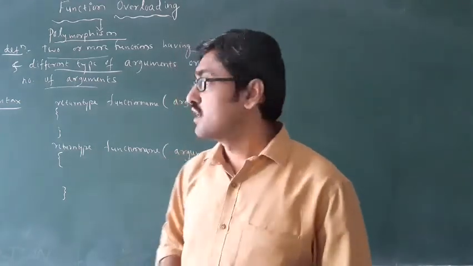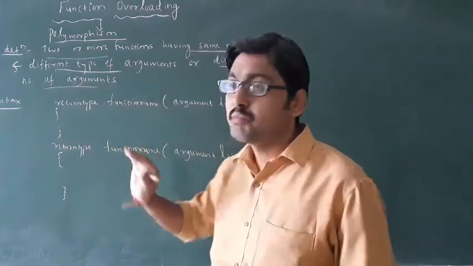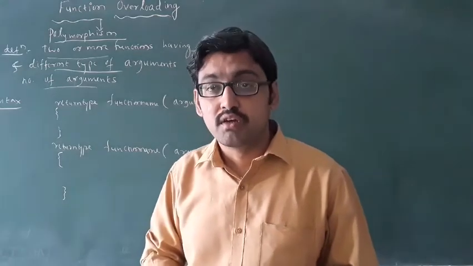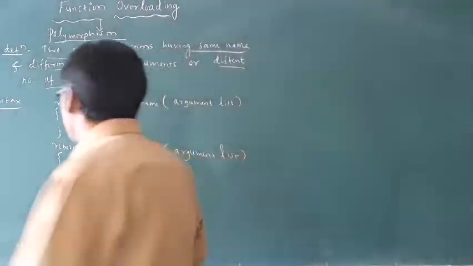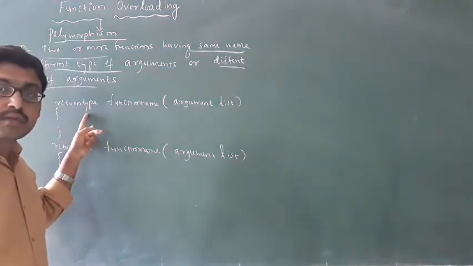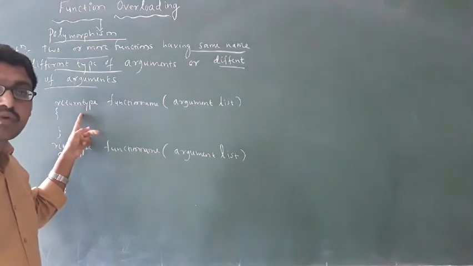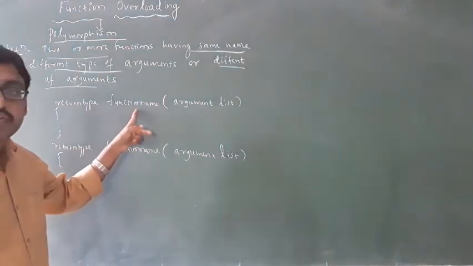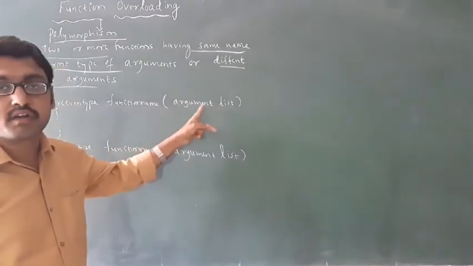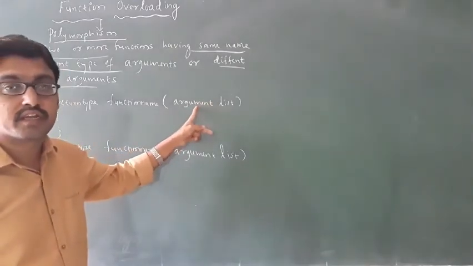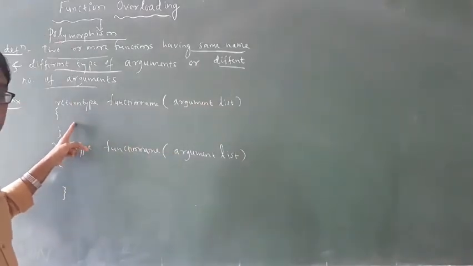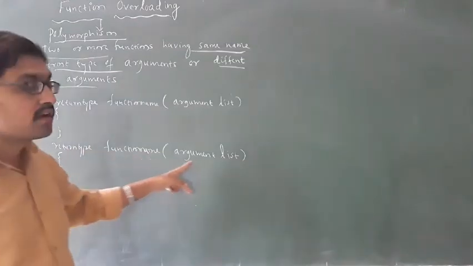This is the syntax of function overloading. How to write it? It consists of a return type, which means a data type: you can write void, int, float, char. Then the function name, any name, for example area. Then the argument list, like int a, int b. Then you can write whatever formula you want. So: return type, function name, argument list.